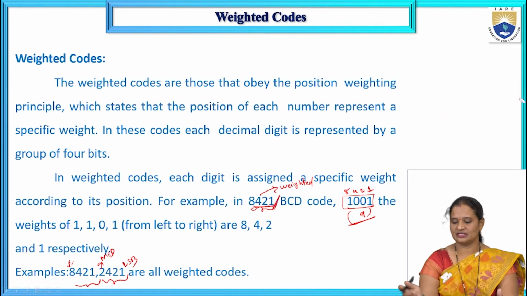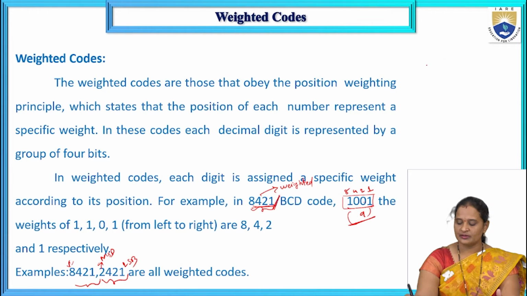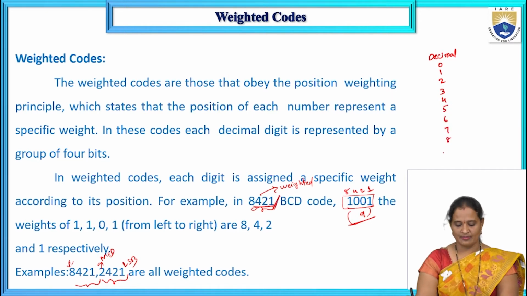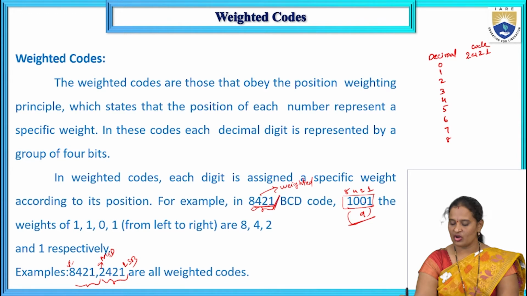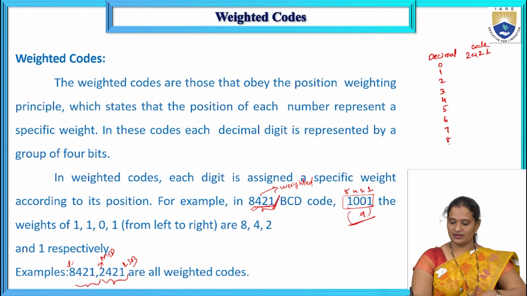So for example, let us see the 2421 code. Here the decimal digits, let us consider 0, 1, 2, 3, 4, 5, 6, 7, 8, and the maximum value that we can represent with the 2421 code. What is the maximum value that we can represent with all ones? 2 plus 4 is 6, 6 plus 2 is 8, 8 plus 1 is 9. So that is 9. Okay.